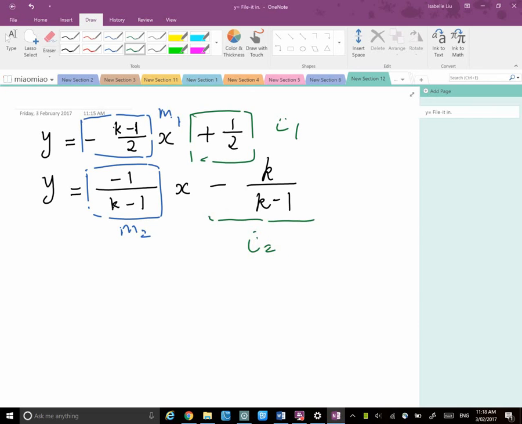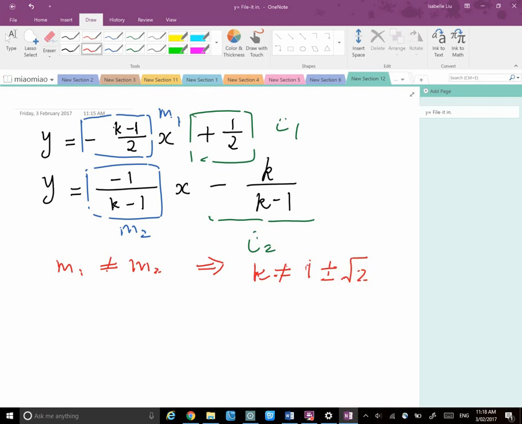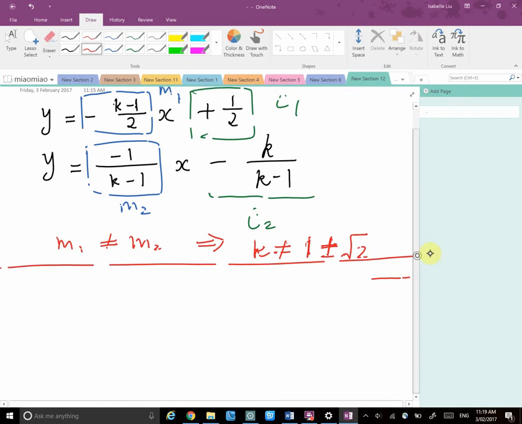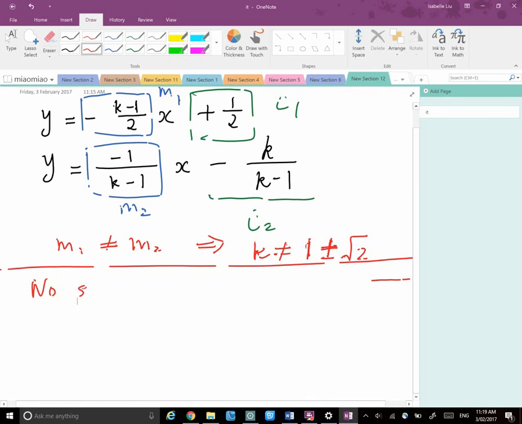And yesterday we solved that M1 not equals to M2. We gave the value that K is not equals to 1 plus minus root 2. That's what we solved yesterday. And then the second one is no solution.